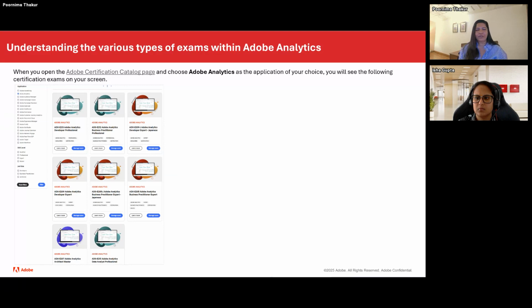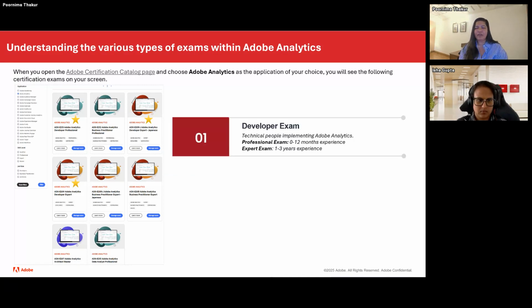And once you do that, you will see that you have a list of exams here. So what are these exams and where does the business practitioner exactly sit amongst them? Now, look at the screen carefully. So one, two, three. Now, these three exams, all of them have the word developer in them. So what is the developer exam? The first one is nothing but developer professional. Second is developer expert. And the third is nothing, it's just in the Japanese language. So that's also something that you'll see.